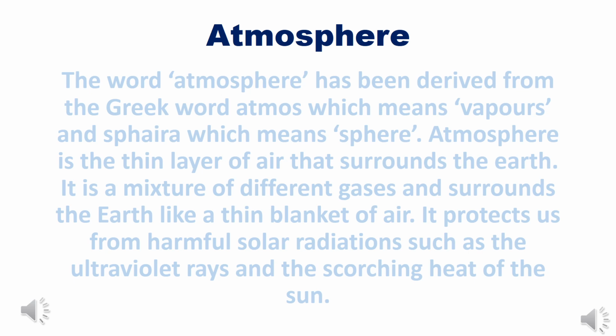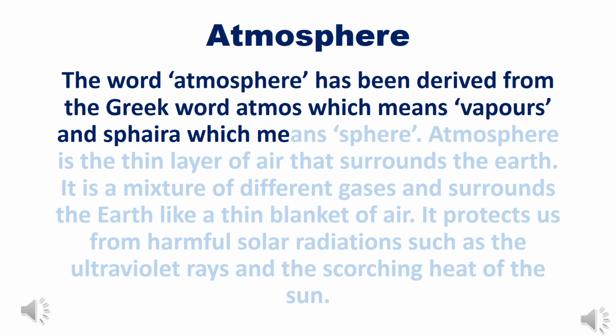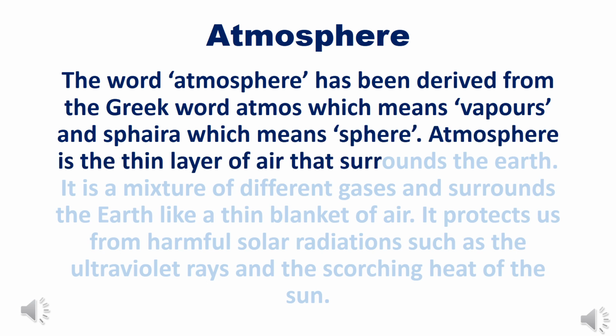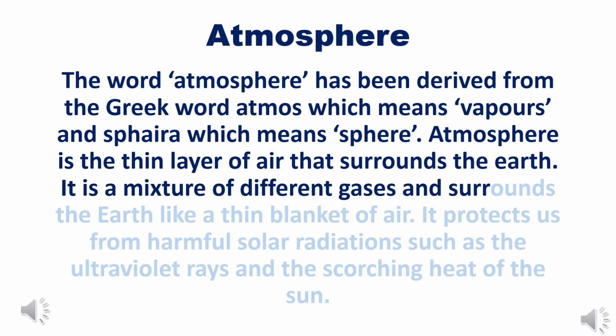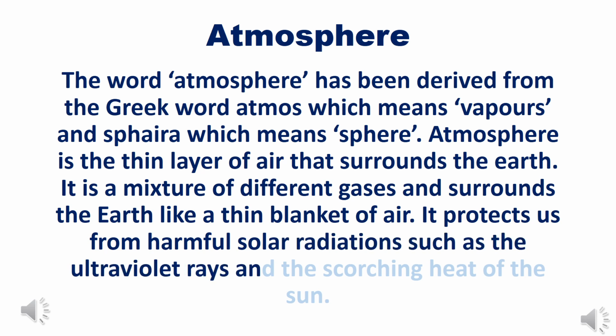Atmosphere. Atmosphere is a word derived from the Greek words atmos, which means vapors, and sphaira, which means sphere. Atmosphere is the thin layer of air that surrounds the earth. It is a mixture of different gases and surrounds the earth like a thin blanket of air. It protects us from harmful solar radiations such as the ultraviolet rays and the scorching heat of the sun.